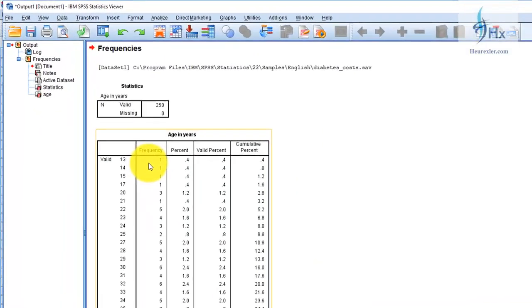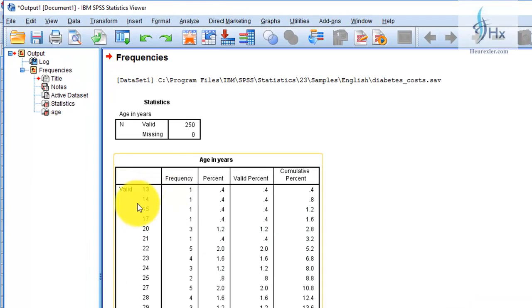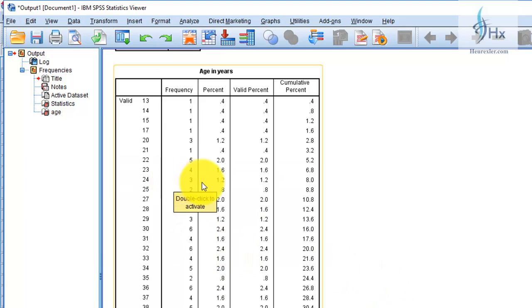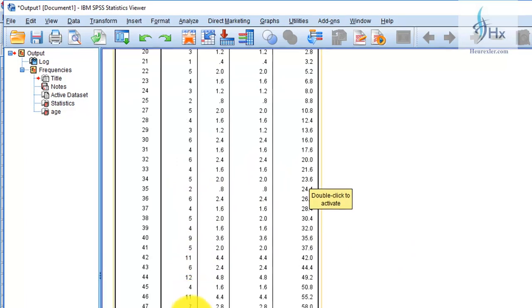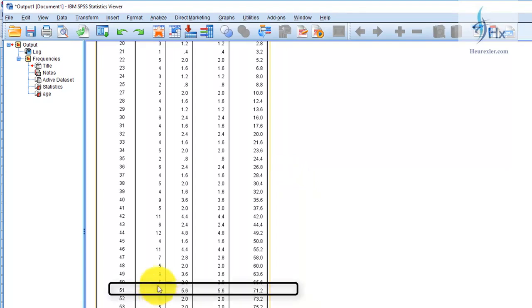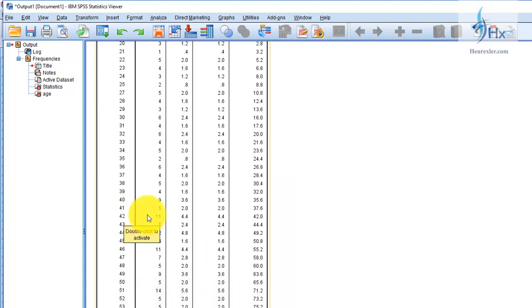So what are the frequencies? You can see there is one person of 13 years age, one person of 14 years age, one of 15, and so on. Our question was how many persons were there of 25 years age. There are 2 persons of 25 years age, and you can see there are certain ages which are repeated in this data. For example, the most common age is 51 years. There are 14 individuals of 51 years in this data set, and then we have 42 years, for which we have 11 individuals, and so on.